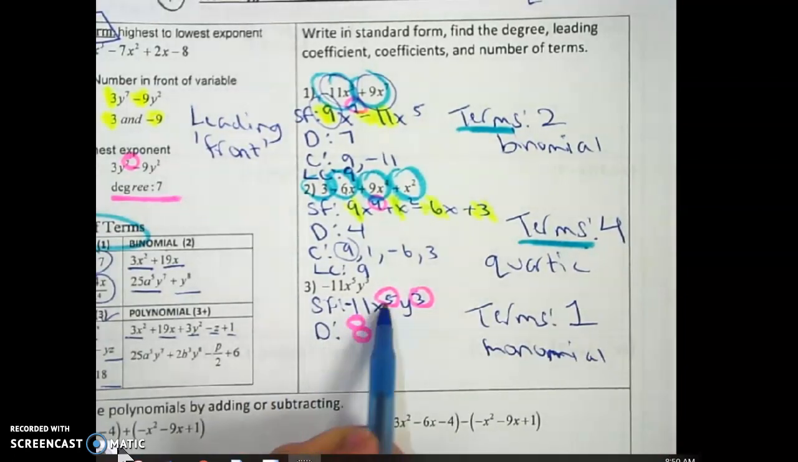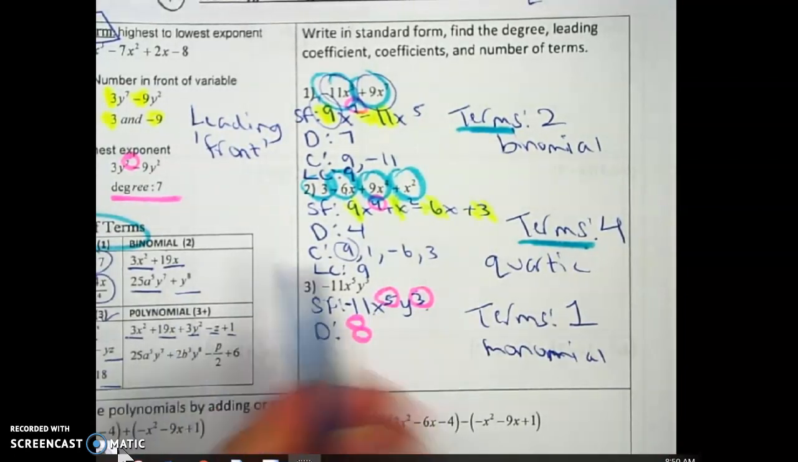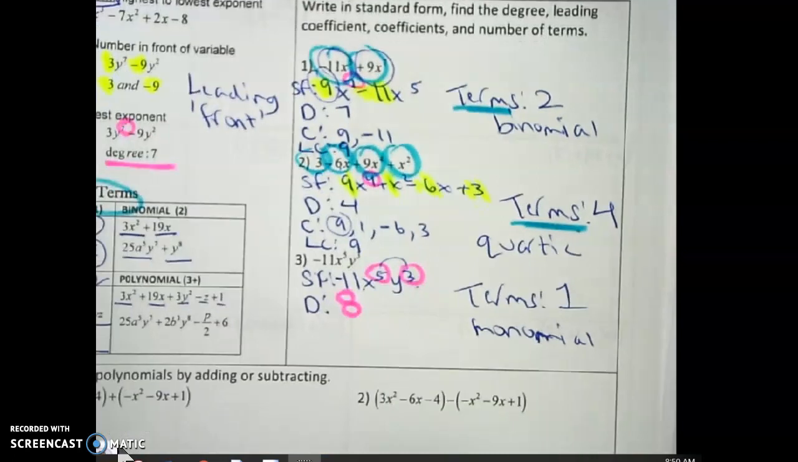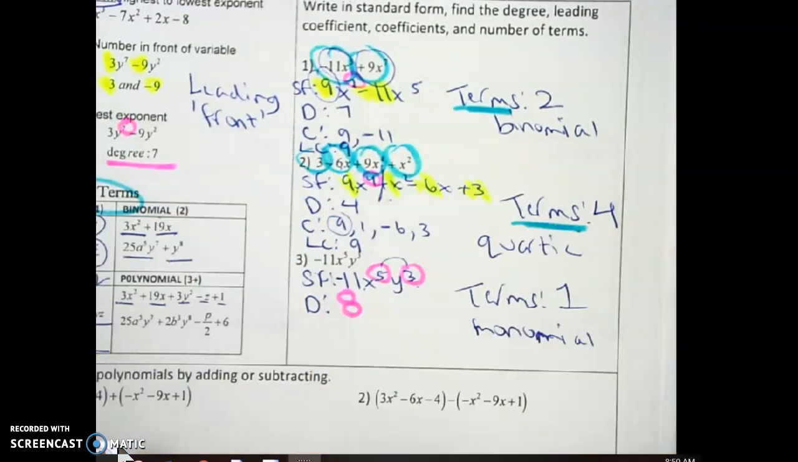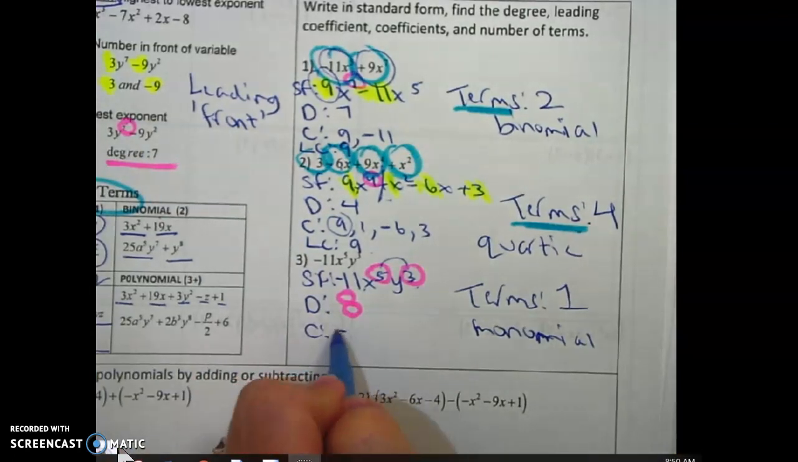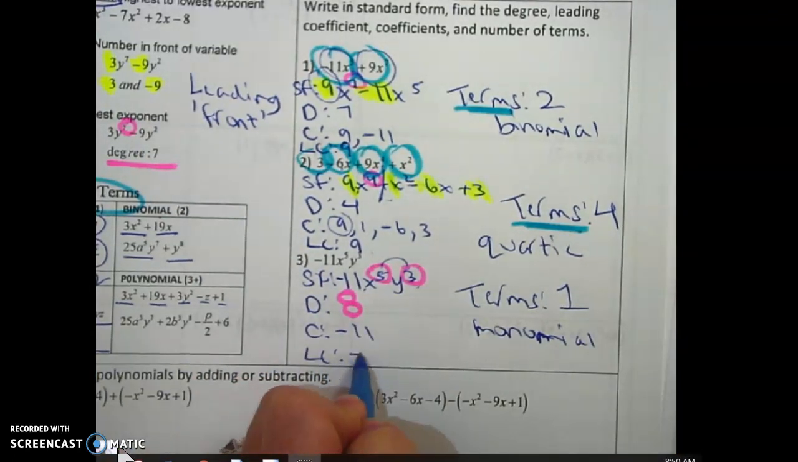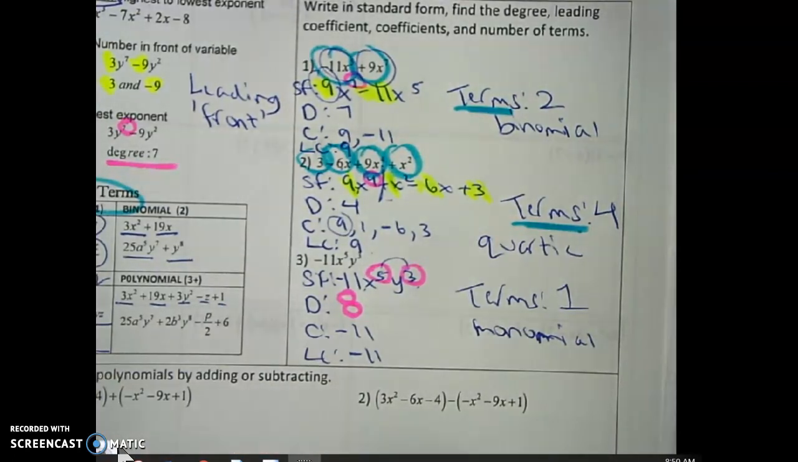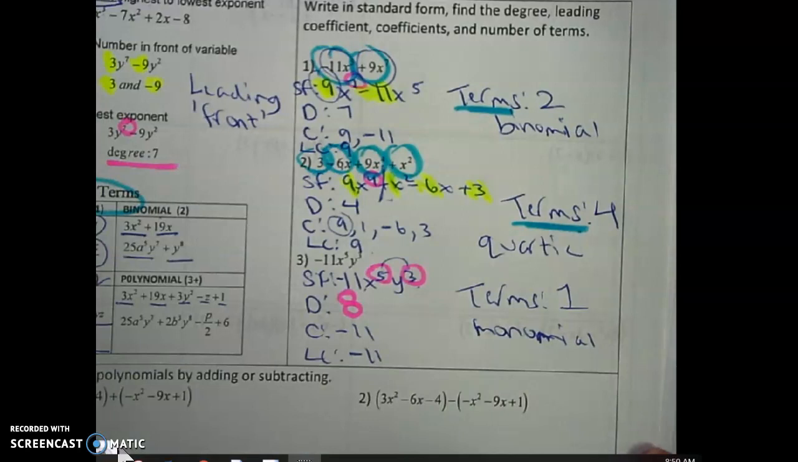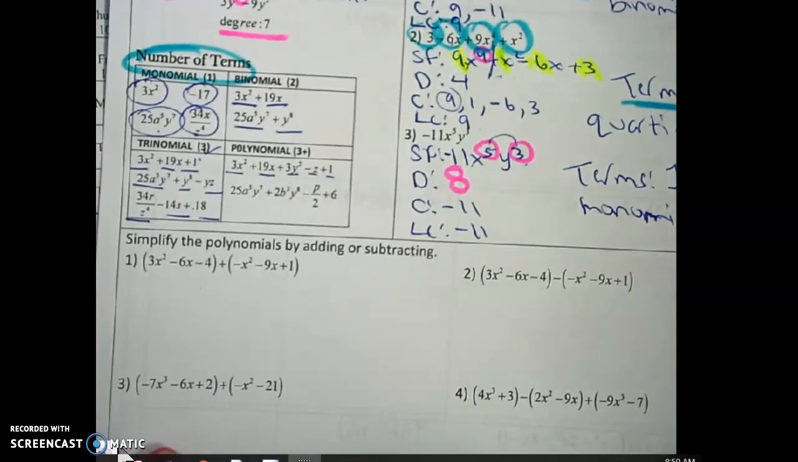Because it's only one group, how do I decide? Is it the 5 or the 3? So they said, you know what? It's both of them, okay? If you look here, this is separated by an adding, so those are separate terms. The coefficient is negative 11. The leading coefficient is also negative 11 because there's only one group. It's like if you're in a race by yourself, you're the winner. Okay? All right, so now what we have to do is we have to add or subtract them.